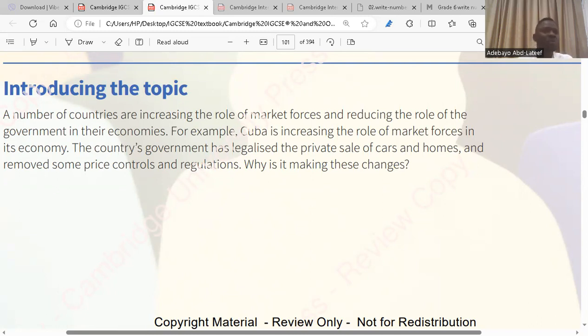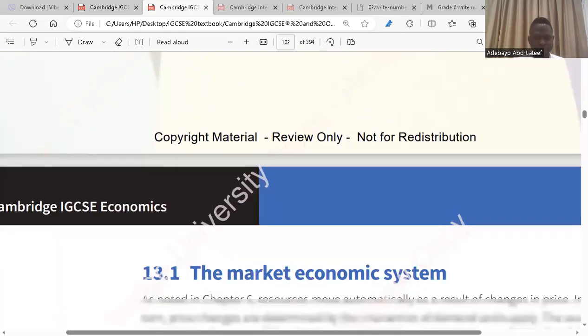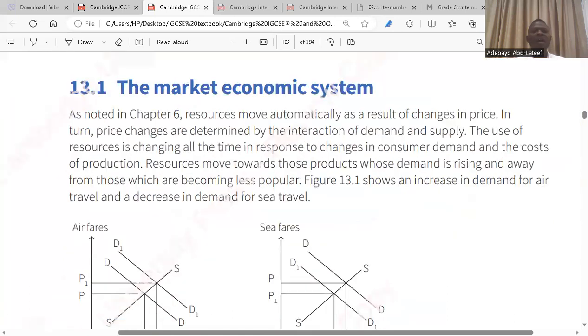Because in the market economic system, it's about private individuals. It's about privatization. Individual demand and supply determines the price of goods and services. Is it clear? Yes. All right, we'll move on. As noted in chapter 6, resources move automatically as a result of changes in price. In turn, price changes are determined by the interaction of demand and supply. I told you already. The demand for a product and the supply of a product determines the price of such products. That's what they are saying there.